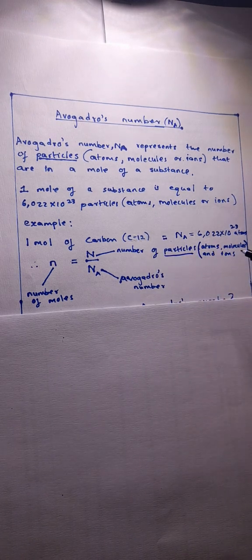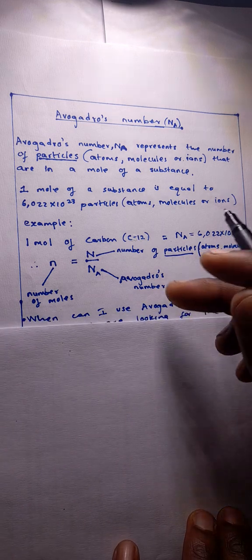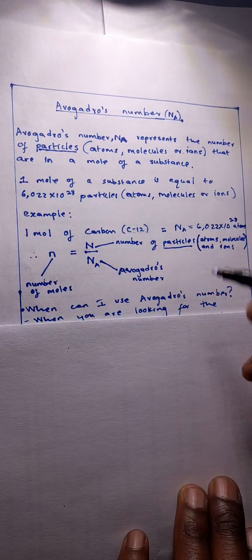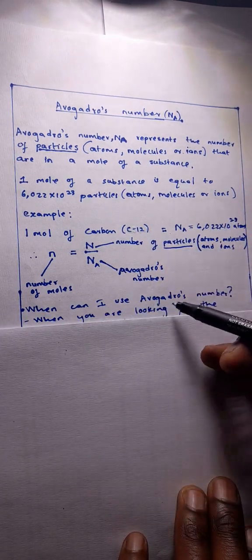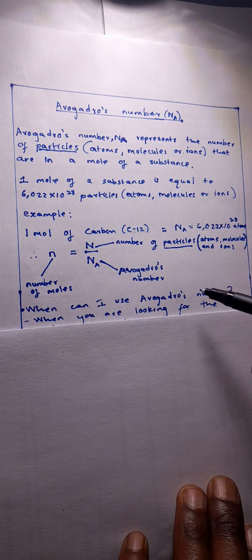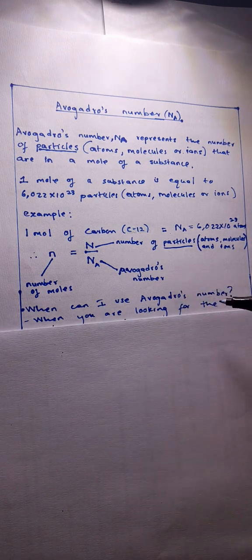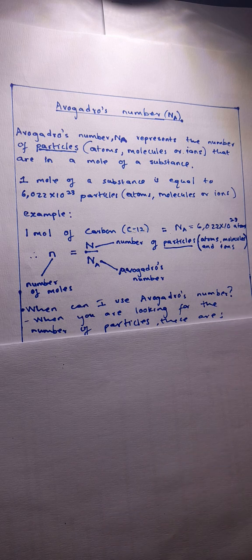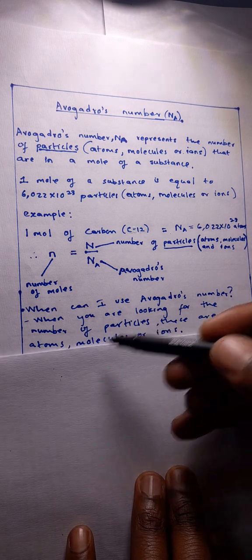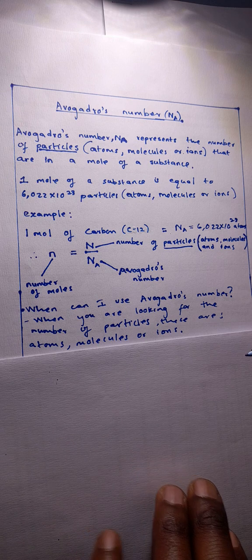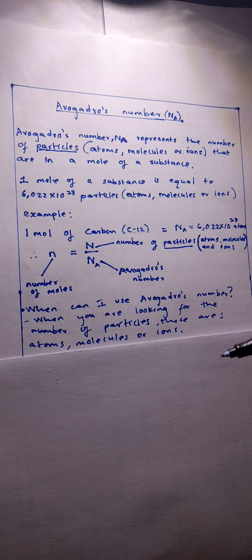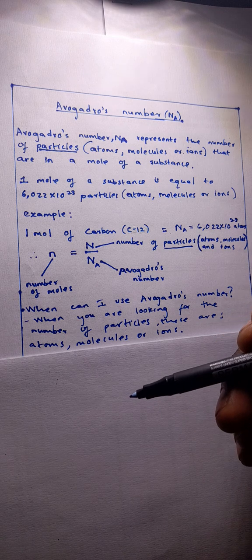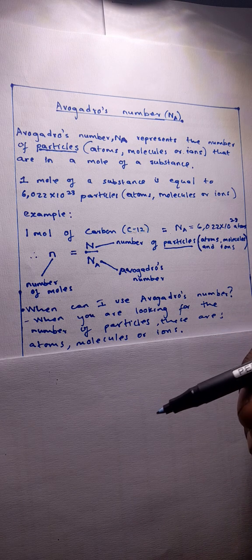Now let's look at this first question. When can I use Avogadro's number? You can use Avogadro's number when you're looking for the number of particles, when you're looking for the atoms, molecules, or ions. You can also use Avogadro's number to get the number of moles. Let's say you are given the number of molecules, ions, or atoms, then you can work backwards and get the number of moles for that substance.